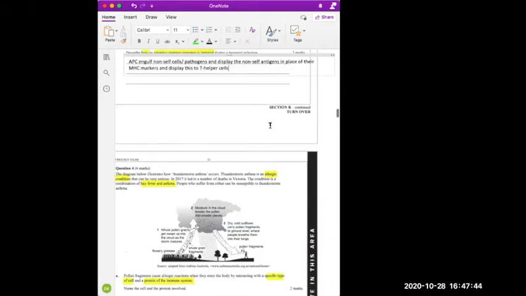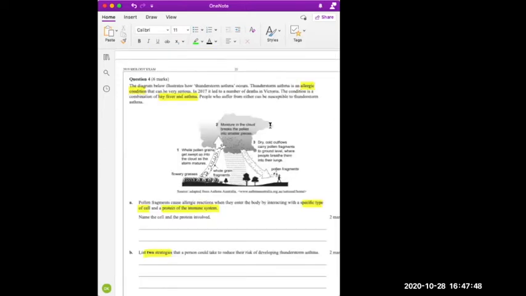Okay. So this question is about thunderstorm asthma. The things that I've highlighted are things that I want you to highlight ideally. I think it's important to highlight during the exam. I really think it's such an advantage. Obviously not the entire question, but just keywords like this.